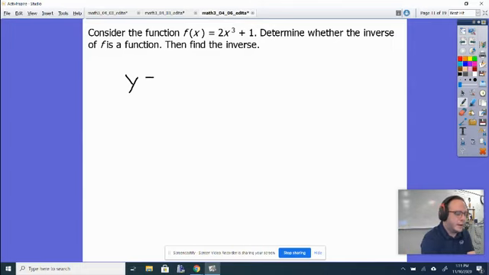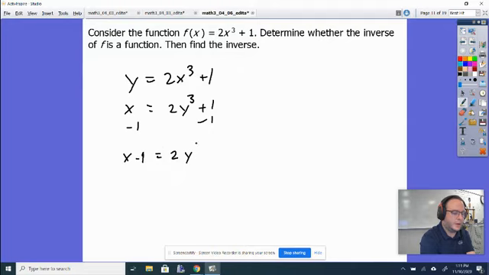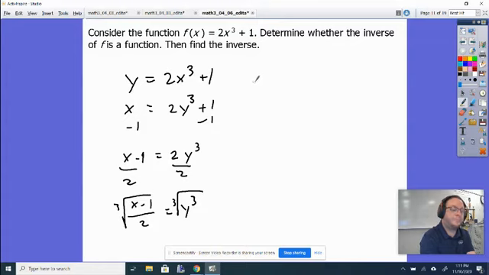Let's find the inverse. y is equal to 2x cubed plus 1. x, y, just change them. Solve for y, minus 1, minus 1. x minus 1 is equal to 2y cubed. Divide by 2, divide by 2. (x minus 1)/2 is equal to y cubed. Cube root, cube root. y is equal to the cube root of (x minus 1)/2. And there is my inverse.